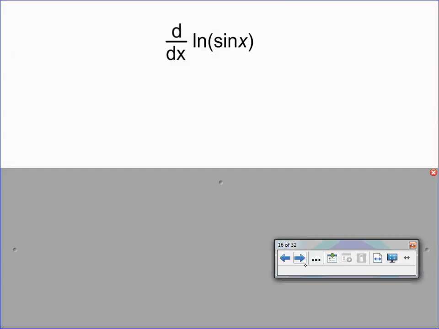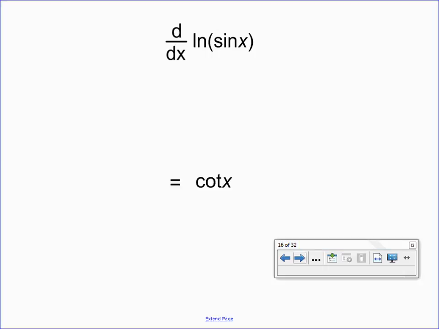The derivative of... repeat. Number 10. Cosine x over sine x. Hey, you're fast. Cosine x over sine x. Nice job. Way to go.